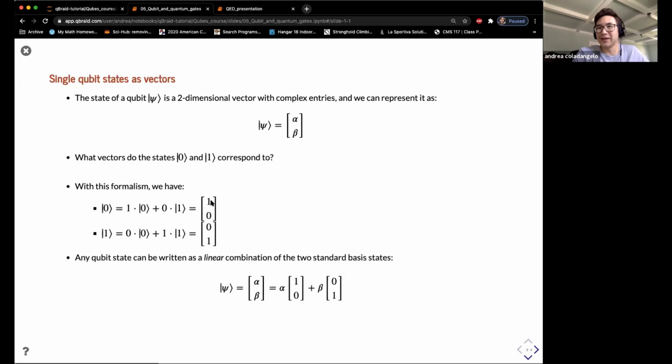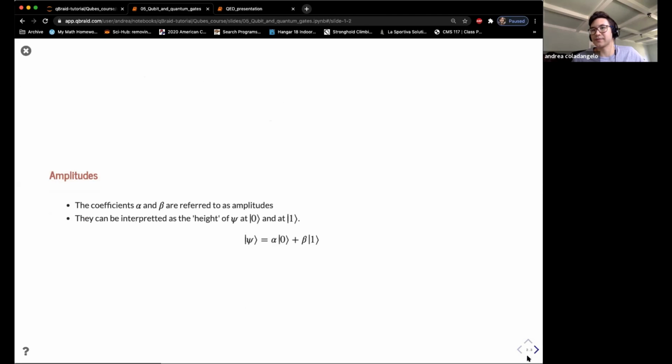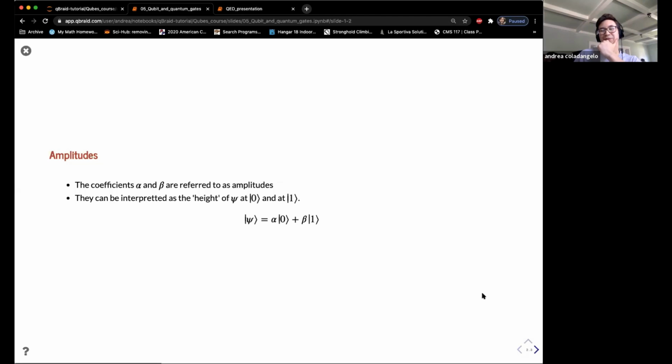And so with this formalism, we have that |0⟩ and |1⟩ are the standard basis vectors. So any qubit state can be written as a linear combination of the two standard basis states, as we have here at the bottom. Now we'll refer to the coefficients alpha and beta, from here on in the camp, as amplitudes. If you think of the analogy of the wave function that we had before, which was a function over a continuum of locations, then the coefficients alpha and beta can be thought of as the height of the wave function at a particular location 0 and a particular location 1. They're sort of psi of 0 and psi of 1, if that analogy is helpful. So in any case, this is the general state of a qubit.